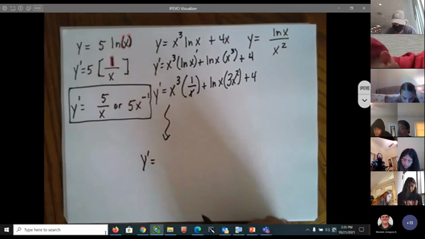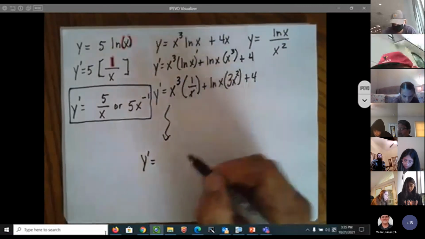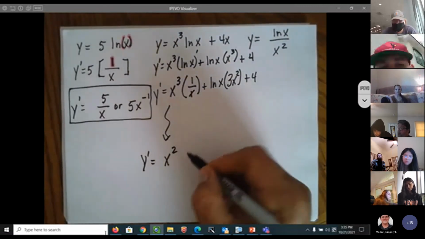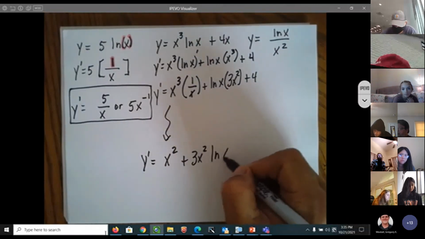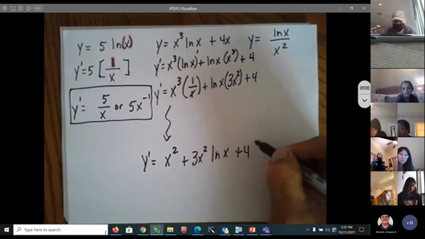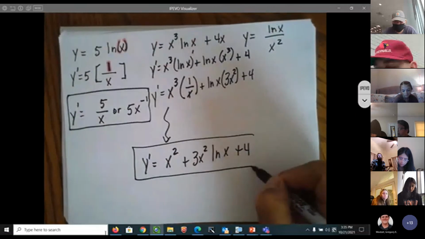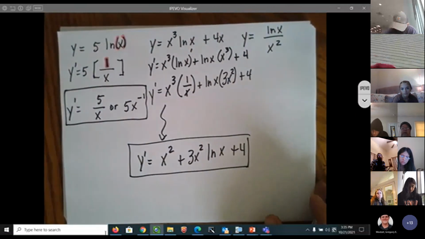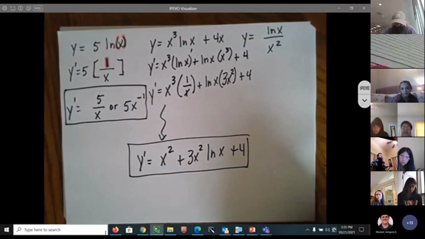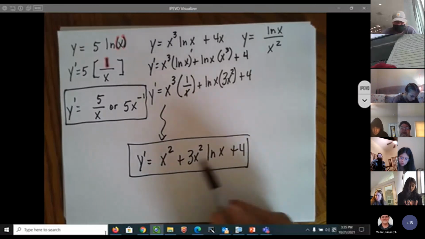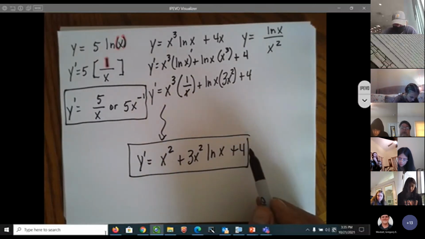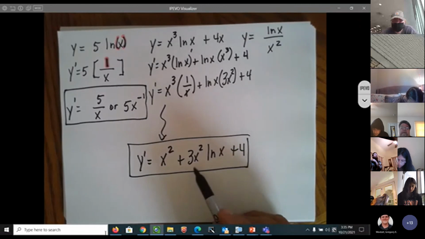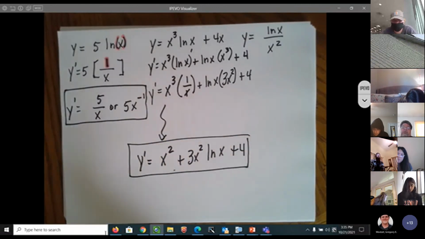Y prime is equal to x squared plus 3x squared natural log of x plus 4, and that's all I really care about. If you take it that far and you ain't made a careless mistake, I'll be very happy. I don't see anything you can do because you can't factor out x squared with all 4. I don't think there's anything you can do there.